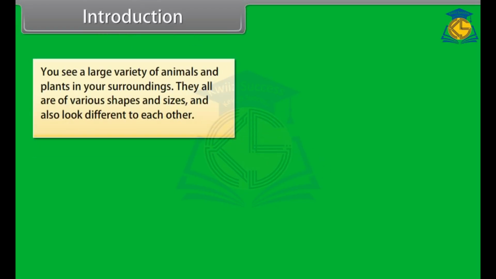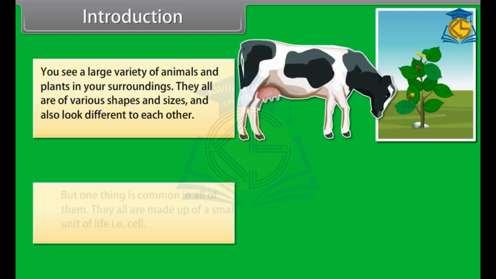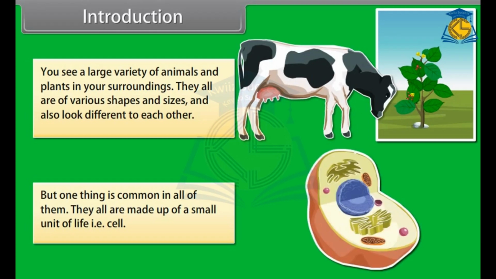You see a large variety of animals and plants in your surroundings. They all are of various shapes and sizes and also look different to each other. But one thing is common in all of them. They all are made up of a small unit of life, that is, cell. So in this module, we are going to learn about cell and its structure.